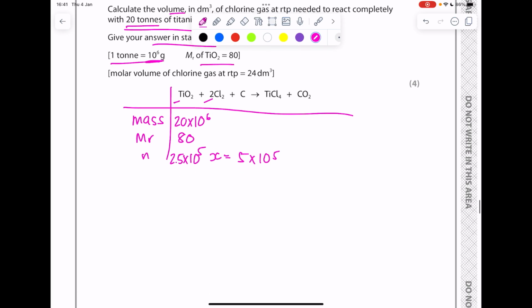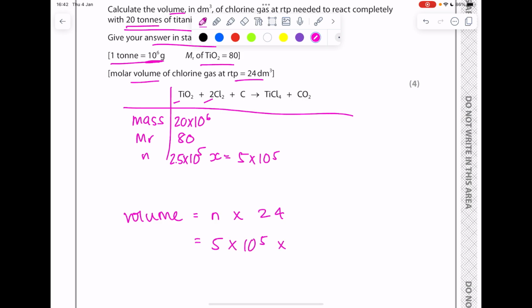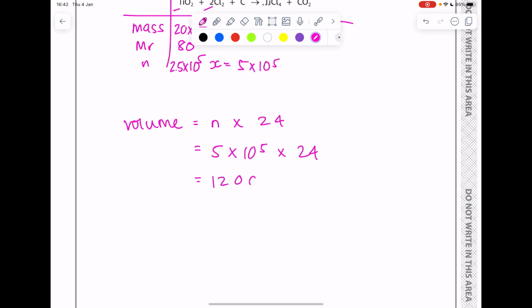And then lastly, the volume is the number of moles times 24, because they've told us that 1 mole of any gas occupies 24 decimeters cubed. So let's sub in the number of moles we have. So here's our answer once we've used our calculator, and then get it into standard form. So count it 1, 2, 3, 4, 5, 6, 7.